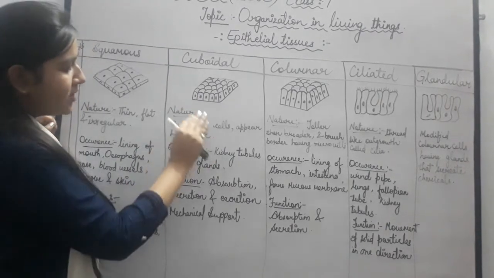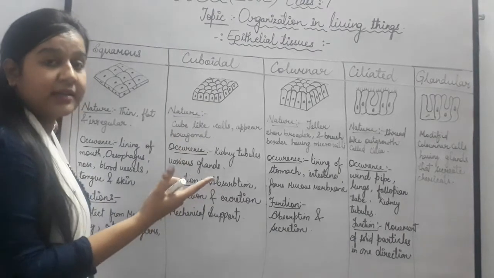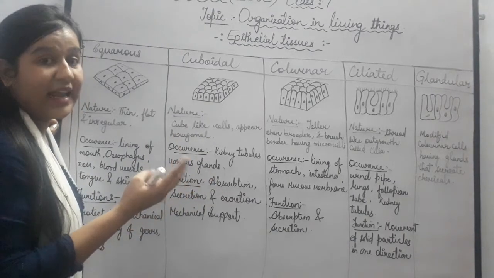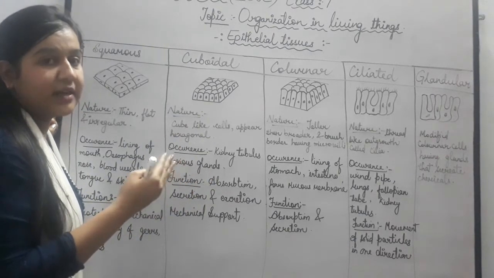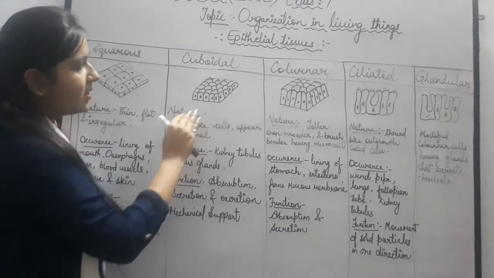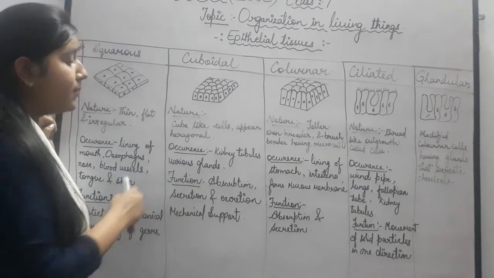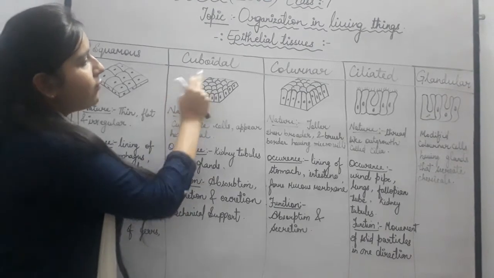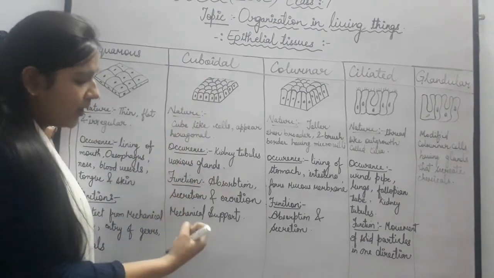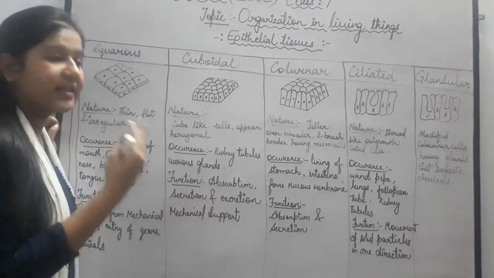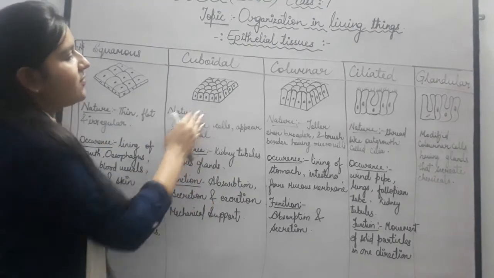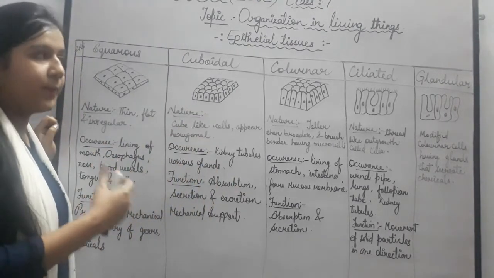Now they are present generally on the various glands. Glands like sweat glands, salivary glands, these glands are present in our skin, so they are generally present there, and also in the kidney tubules. And the main function of this type of epithelial tissue is to absorb, to secrete, to excrete, and also they give our body mechanical support.